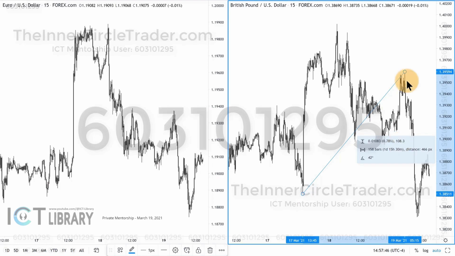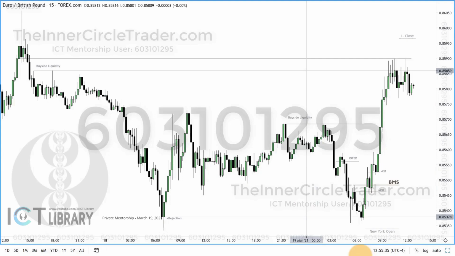Which pair offers the most in terms of potential? Is it selling short from here to there? Or is it selling short here to there? Which one has the better setup? Clearly, cable. Here is the euro pound.